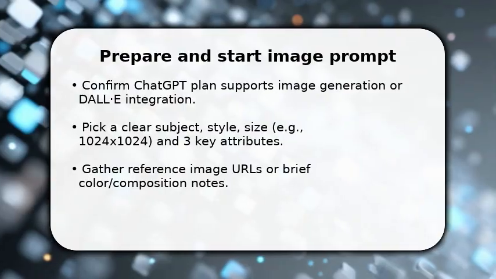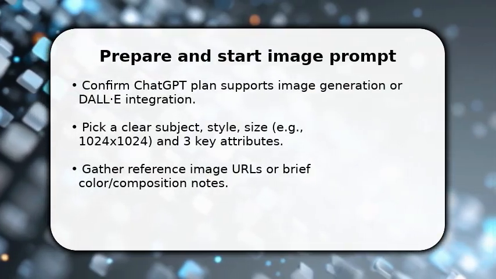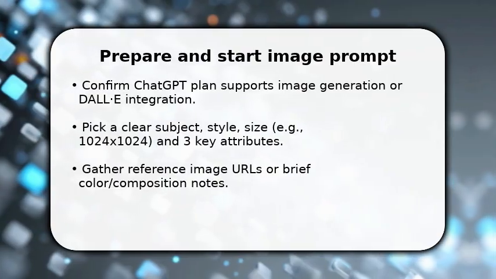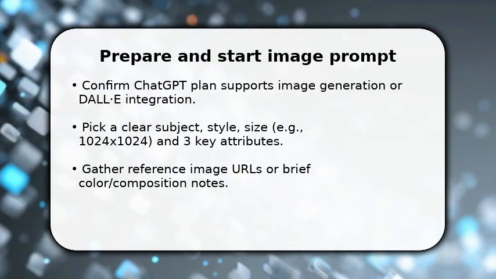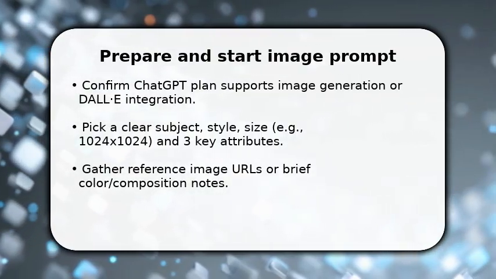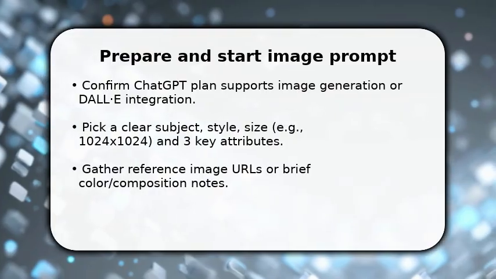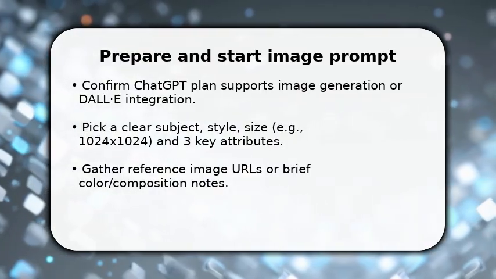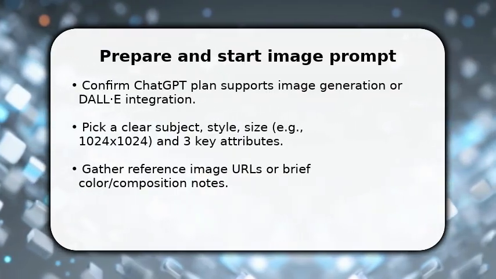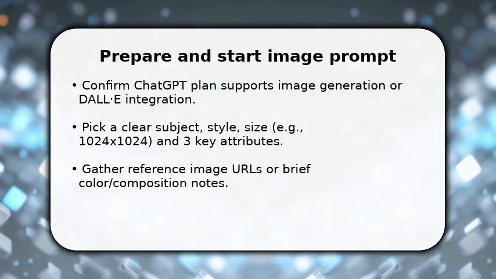You begin by confirming your account supports image creation. This ensures the tools will work. Once done, choose a precise subject and 3 defining attributes: color, mood, and style, because specificity reduces ambiguity. Make sure to set resolution or aspect like 1024 x 1024 so outputs match your needs. If you have a reference, upload or note the link, otherwise describe the composition. This first step gets you into the creation flow and prevents back-and-forth prompts later.